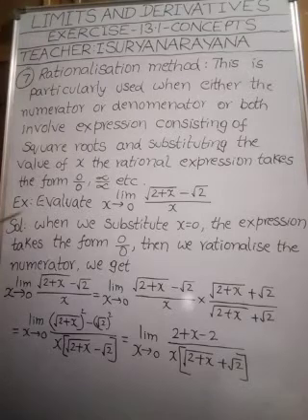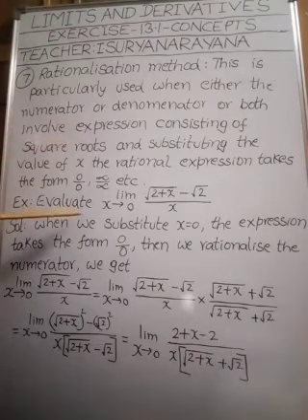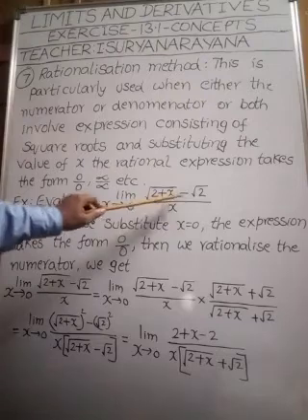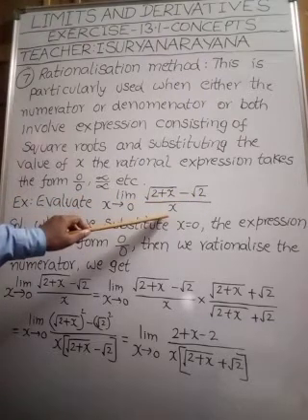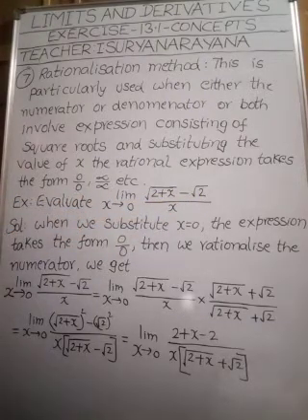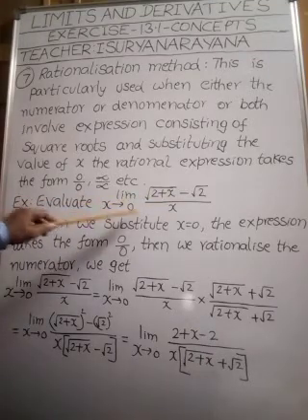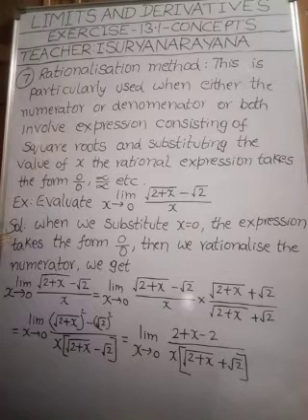For example, to understand this point well, let us take an example. Evaluate the limit as x tends to 0 of (square root of 2 plus x minus root 2) by x. Okay, my children. Now we are finding the limit of this function as x tends to 0. Understood? Right.